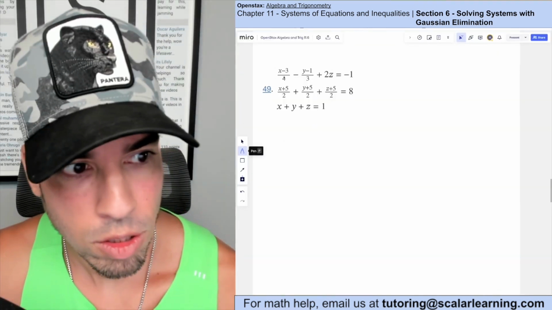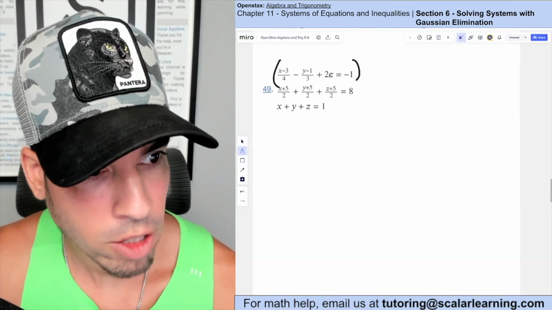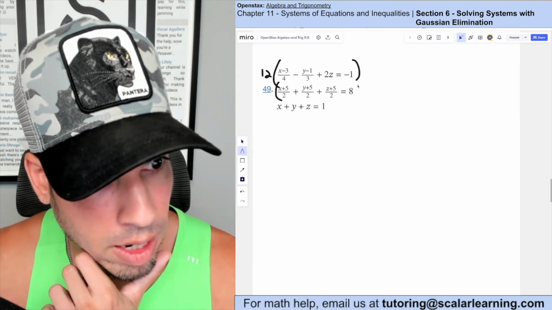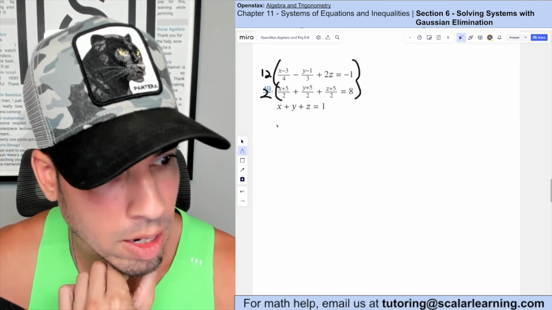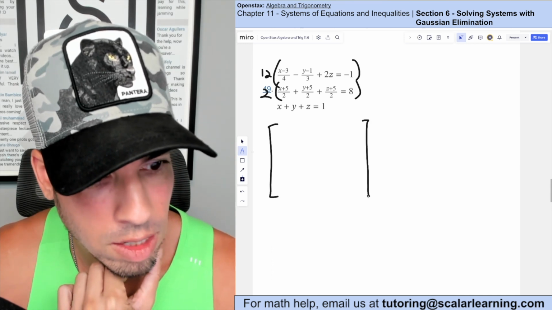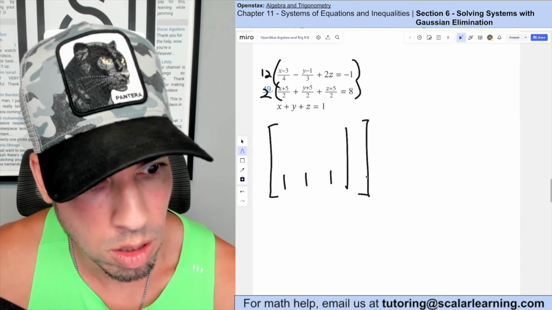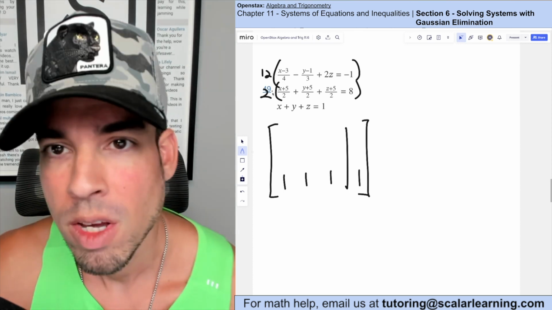Done. So for this one, we're going to start by clearing these fractions out by multiplying by the LCM of 4 and 3, which is 12. And for this one, just by 2. Okay, and then we're going to put that into that nice matrix form. By the way, the one on the bottom, we're not changing, so that's 1, 1, 1, and 1. Okay, so let's do this out here.